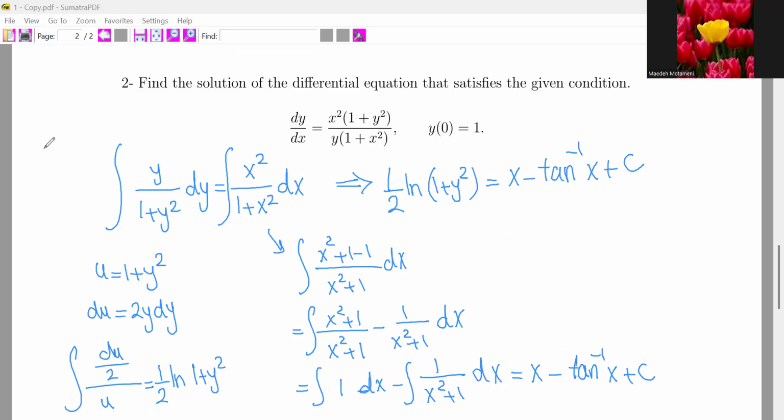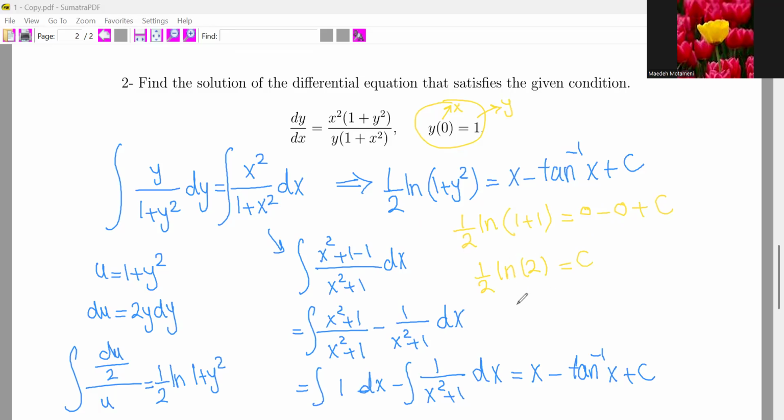Also, we have the initial condition. So from here, when you set x as 0, y would be 1. So let's put that here. For the left side, it will be 1 over 2 ln of 1 plus 1 equals, for the right side, 0 minus 0 plus c. So the left side, 1 over 2 ln of 2, is c.